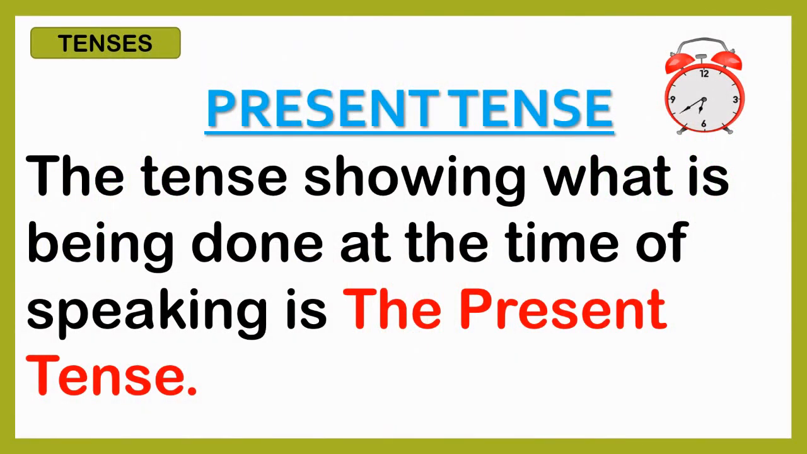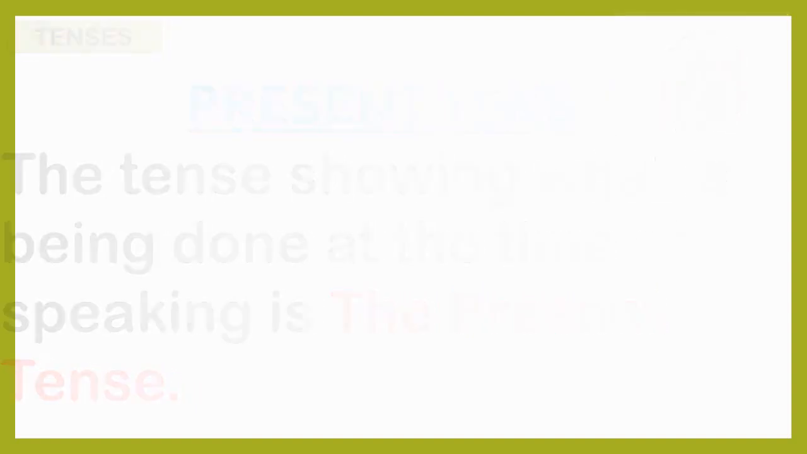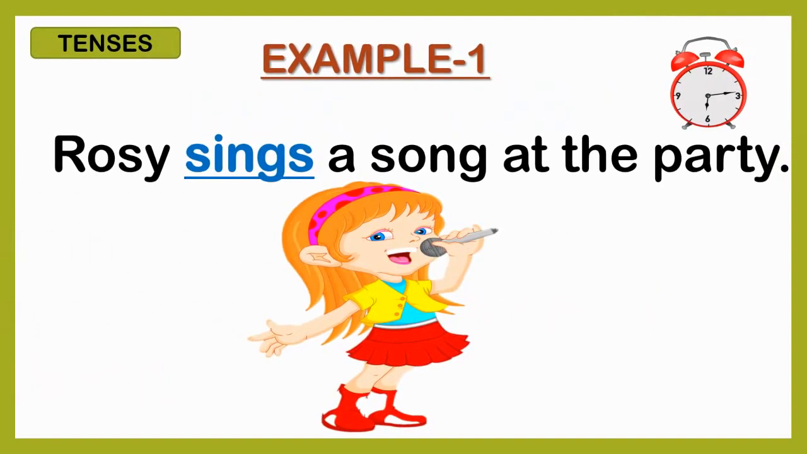Children, now we will start with the present tense. The tense showing what is being done at the time of speaking is the present tense. Now, let's see the first example. Rosie sings a song at the party. See children, the verb sings I have underlined. So, in this sentence, the verb sings indicates an action in present which is going on.